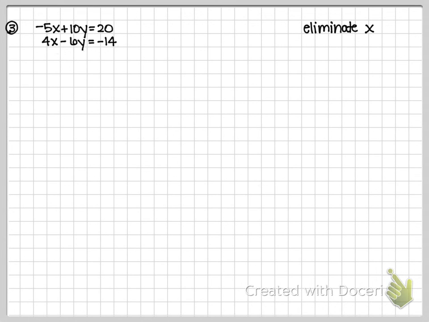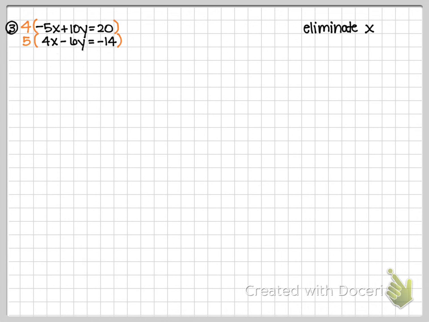So to get a 20 on the first one, I've got a 5. To get the 20, I'm going to multiply by 4. On the second one, I've got a 4. To get the 20, I'm going to need a 5. Now, do I have to multiply by a negative sign, or are the signs already opposite each other right now? Yeah, they're already opposite. I'm good. So now, let's distribute.